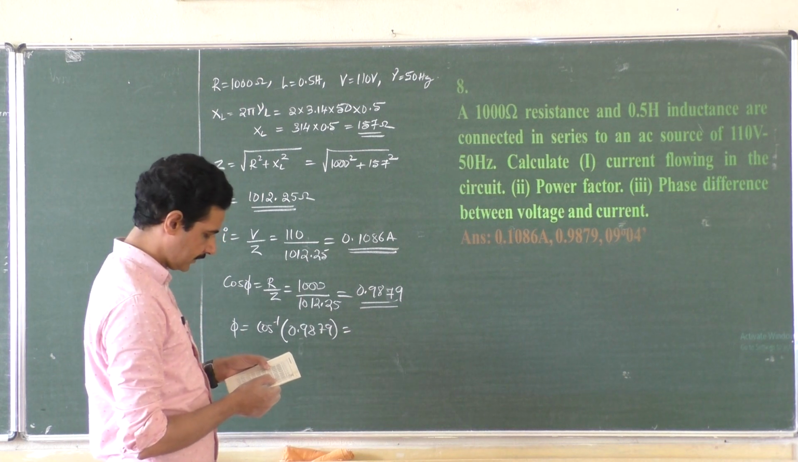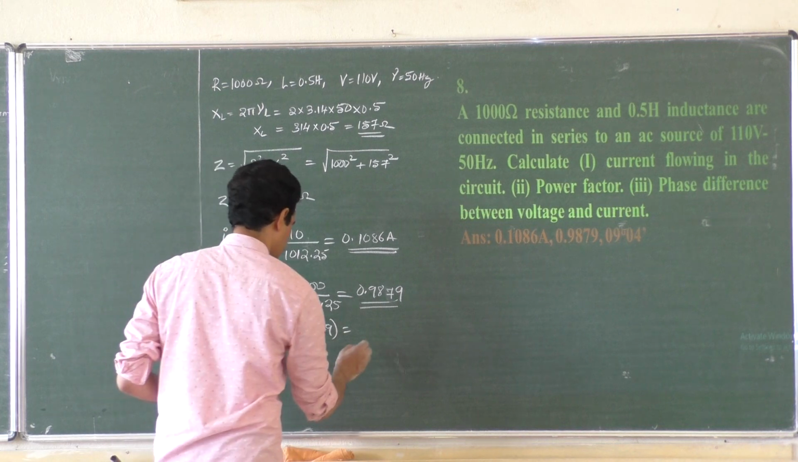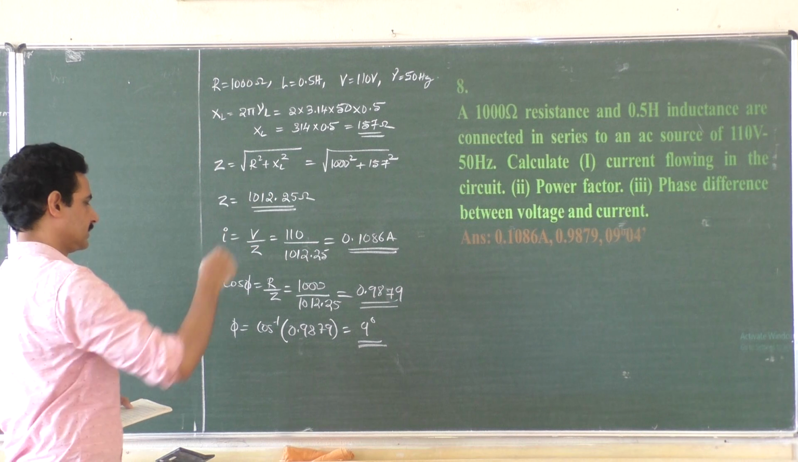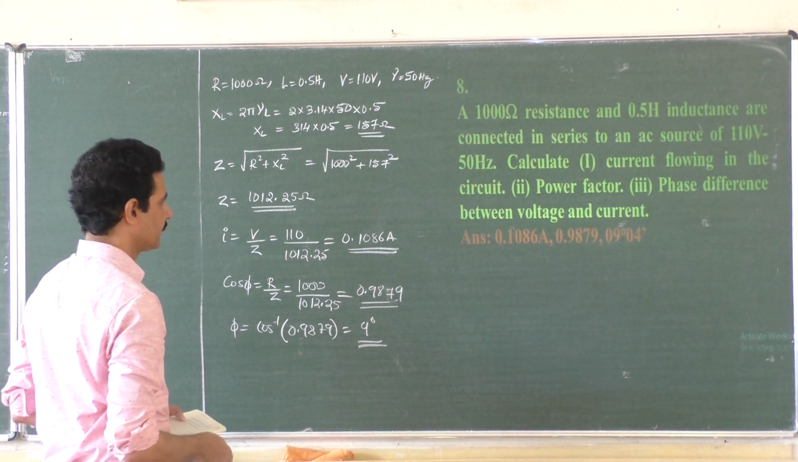9 degree 4 minutes they have written. It is enough, 9 degree. So phi is almost 9 degrees. You get it? That is enough. 4 minutes is not needed. Okay, so that is the phase difference.